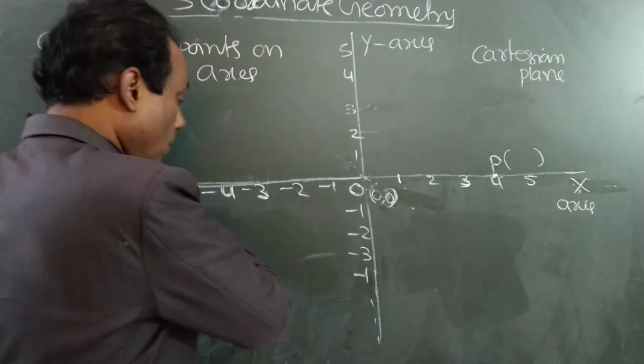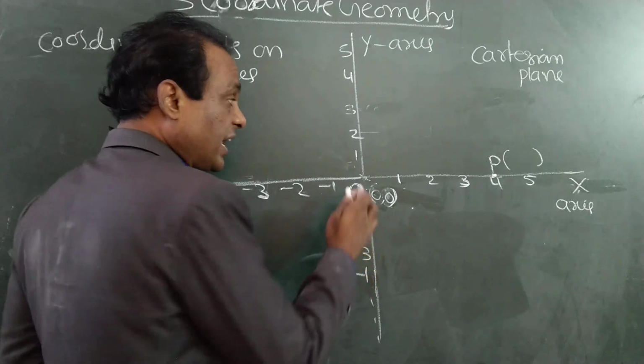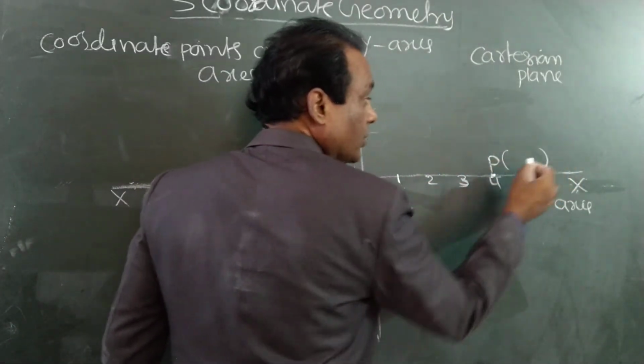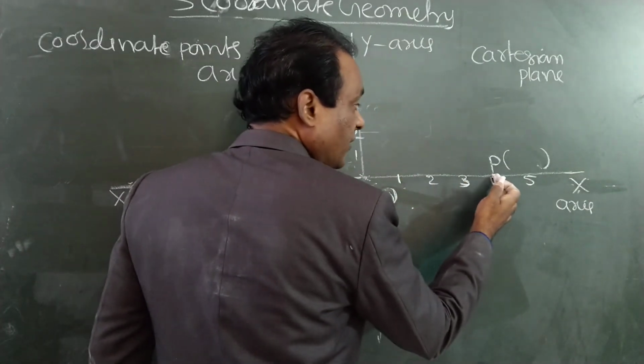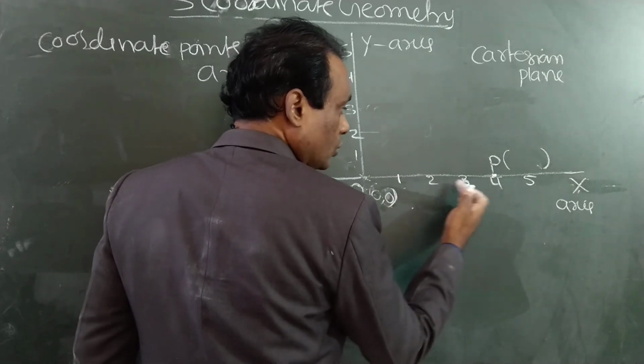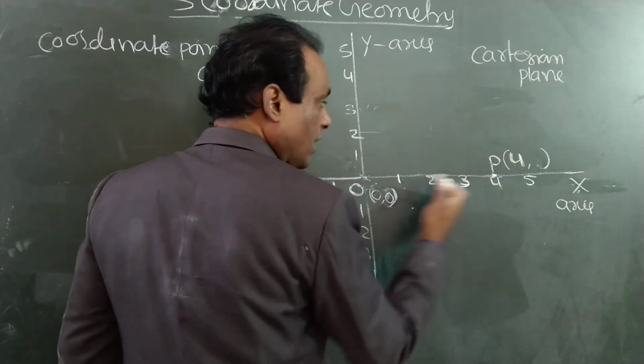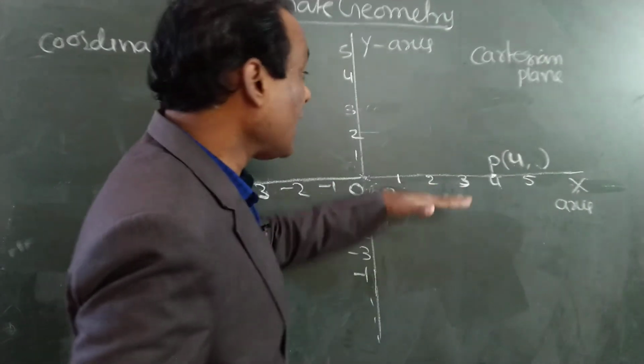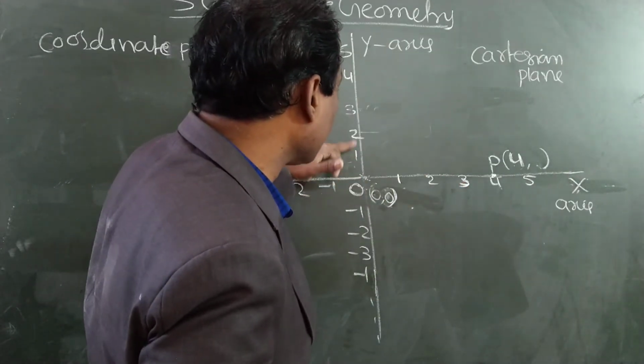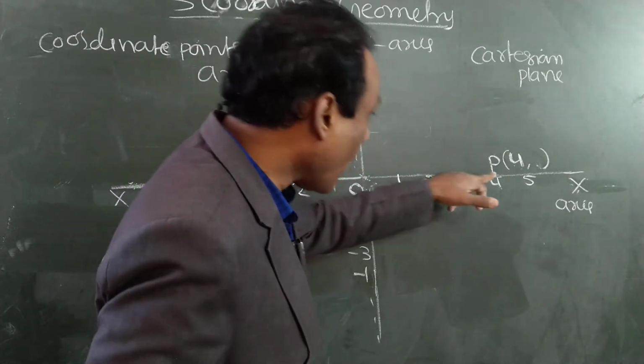See here. The point is taken on x-axis, so x value will be written first. This x value is 1, 2, 3, 4. X value is how much? 4. So y value means this is 1, this is 2, but this is on this point.